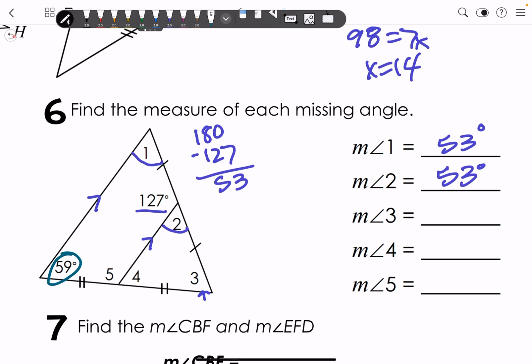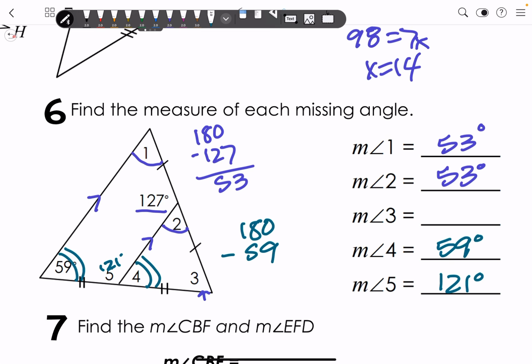So I have 59, and that's going to correspond with angle 4. Well, you can figure out what angle 5 is because it's going to be supplementary to this. And so we get 180 minus 59, and that gets us 121 degrees. So we get that this is 121.